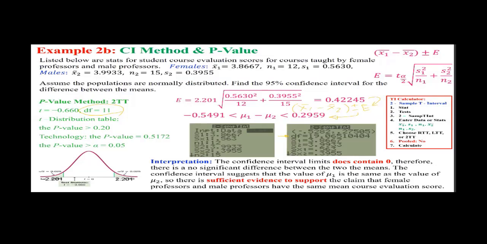I want to show you how the table works. If you're doing this by hand, you're saying the p-value is larger than 0.2. We don't have a definite answer, but we know for sure it's larger than 0.2, in which case, obviously, 0.2 is larger than alpha of 0.05. So the interpretation and the result will be the same as far as the p-value. But how do we arrive at that? Remember, the t is negative 0.660, and the degrees of freedom is 11. So let's look at the table here.